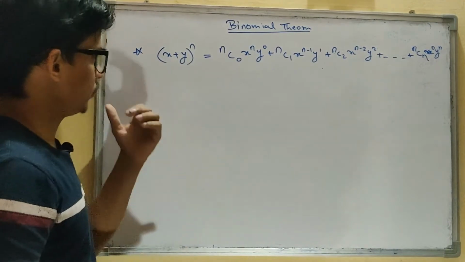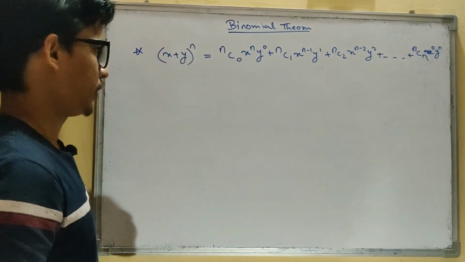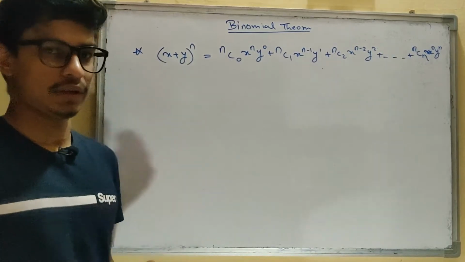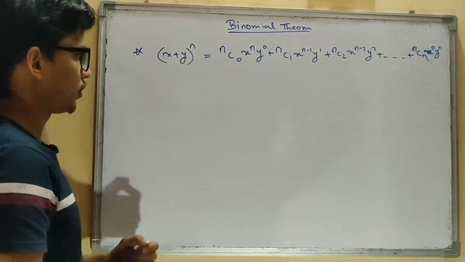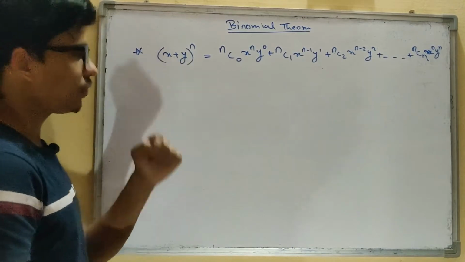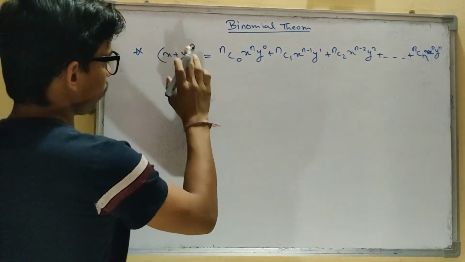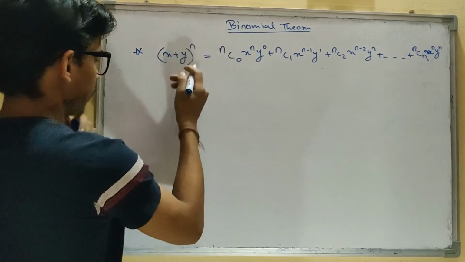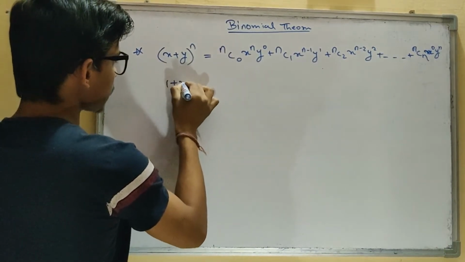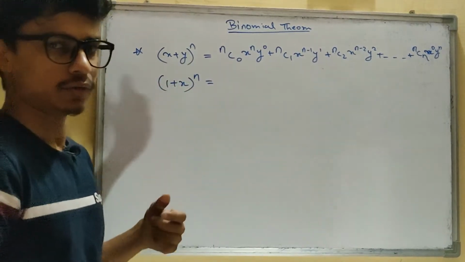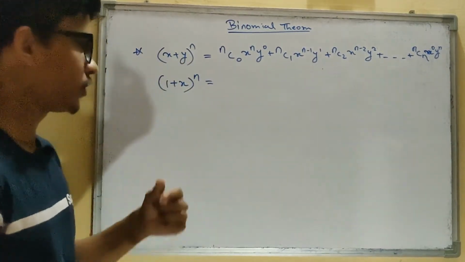Now, the expansion like this is not so important, but from this you can conclude many things, right? So what I am going to do is substitute y as x, and x as 1. So you can write it like this: (1 plus x) to the whole power n. So this is a very important expression coming from the binomial theorem.